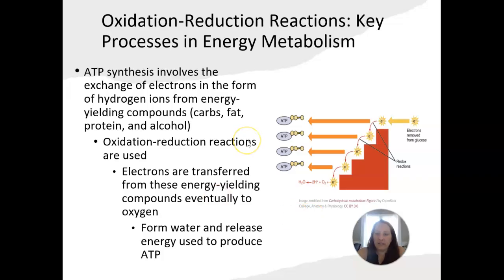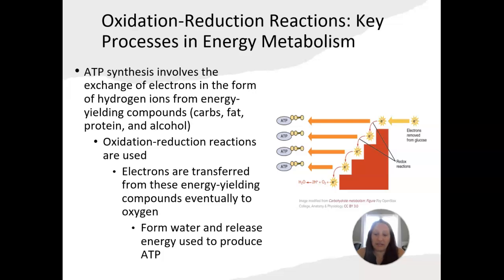What happens at each of these steps along the way is that electrons are going to be pulled from energy-yielding substances, like glucose or a fatty acid or a protein or an amino acid or alcohol. So electrons get pulled, and they're going to be donated to another molecule. And then eventually those electrons are going to be brought to what's called the electron transport chain, which is another series of redox reactions that in the end generate ATP. Before I go into the nitty-gritty of this, let me just give you an overview.